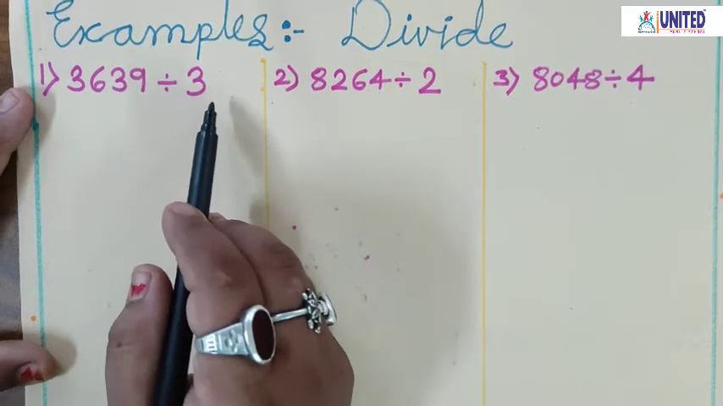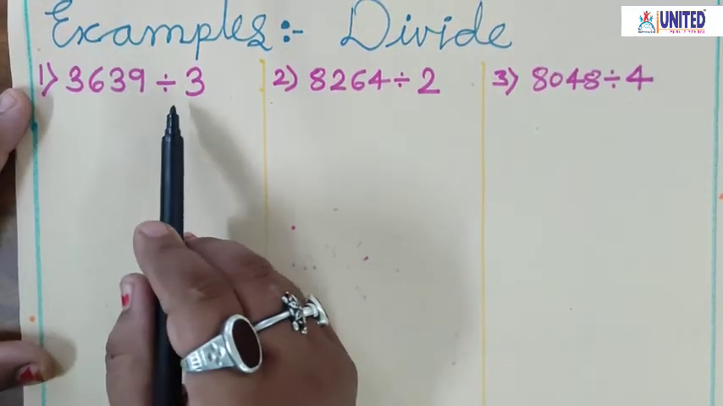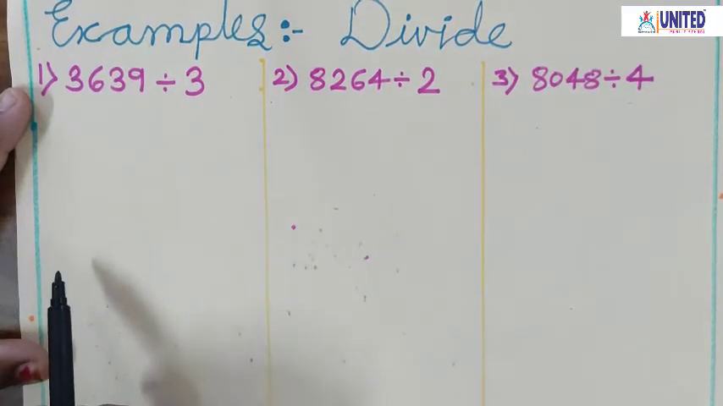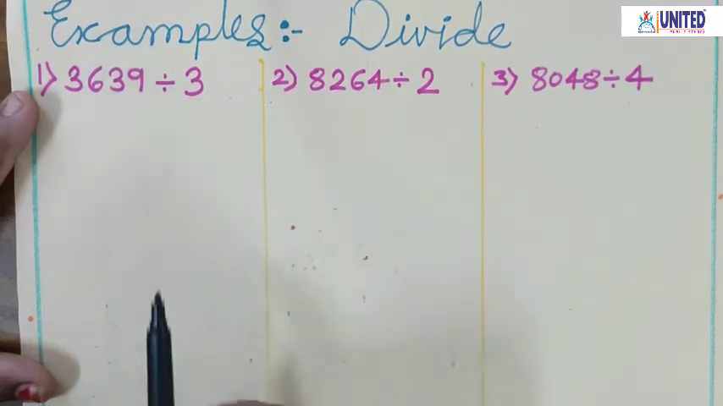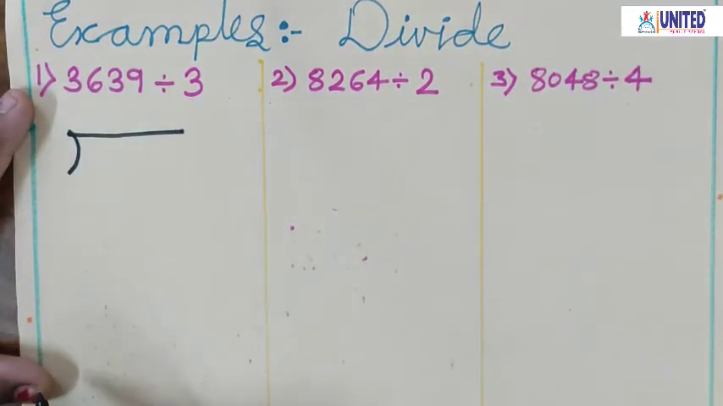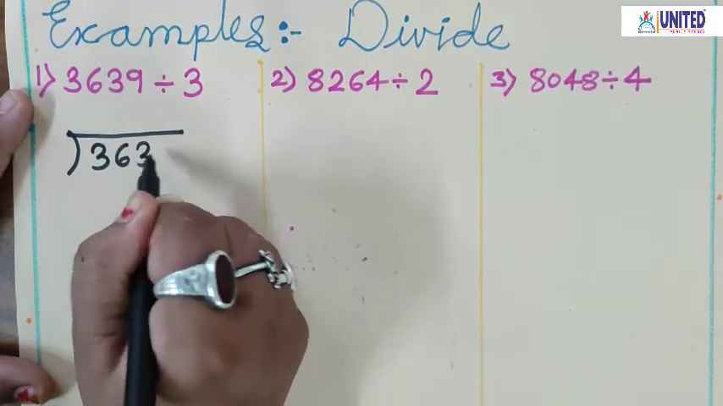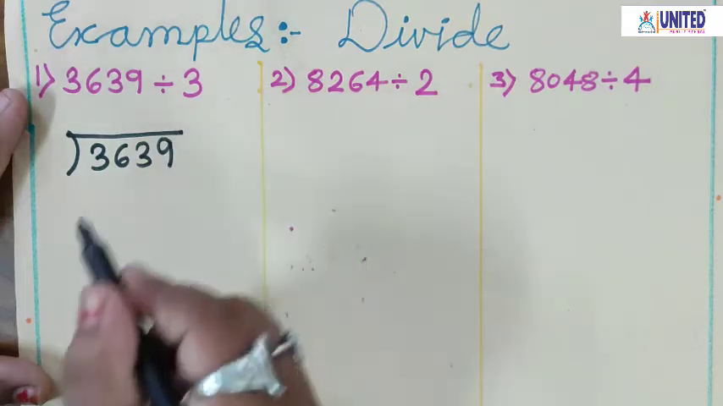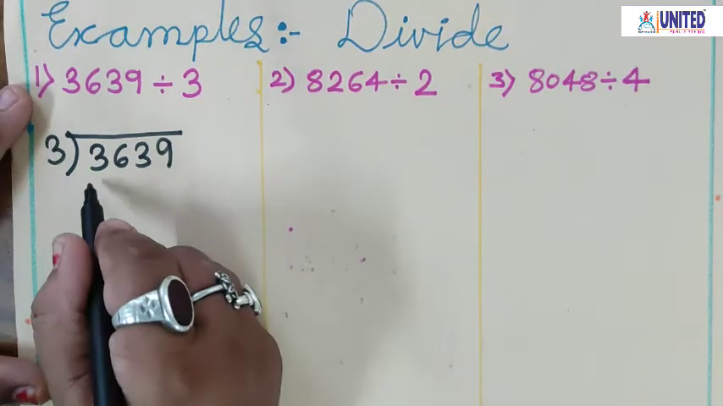3639 divided by 3. So what is the dividend here? 3639. And what is the divisor here? 3. So we can arrange it into the long division sign. Okay, so dividend is 3639, and the divisor is 3. Okay, so let's start from the first number.